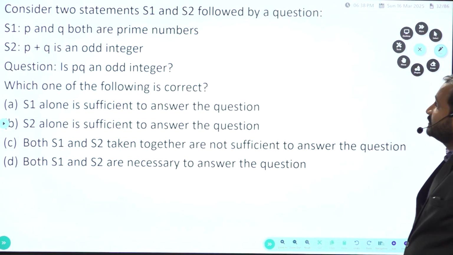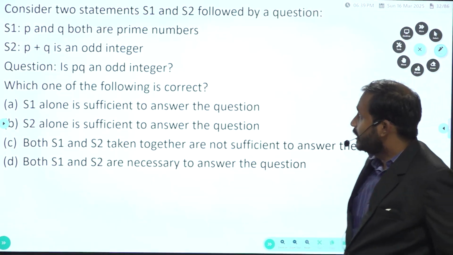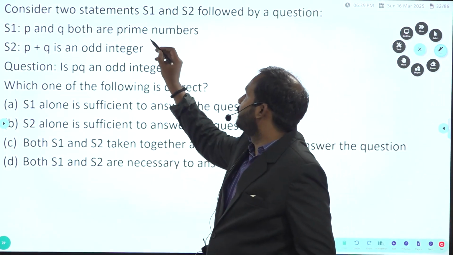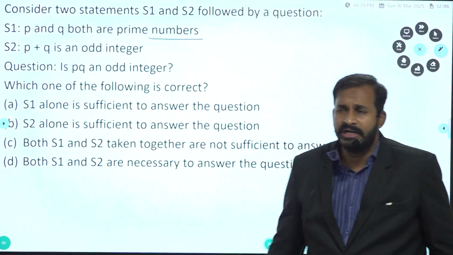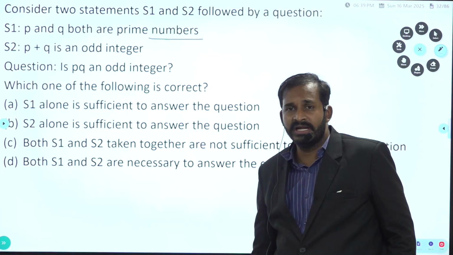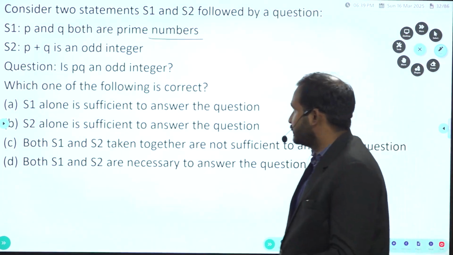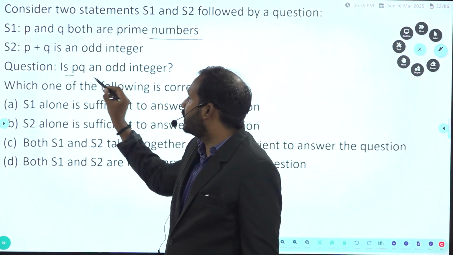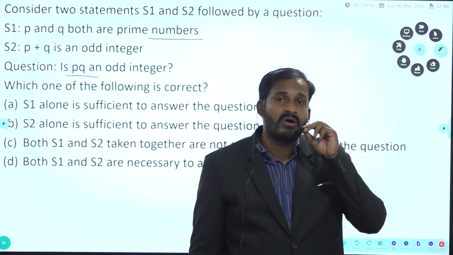Now see here, consider 2 statements S1 and S2 followed by a question. P and Q both are prime numbers. They are telling that P and Q both are prime numbers. And is PQ an odd integer? That is my question. Question is whether PQ is an odd integer or not.